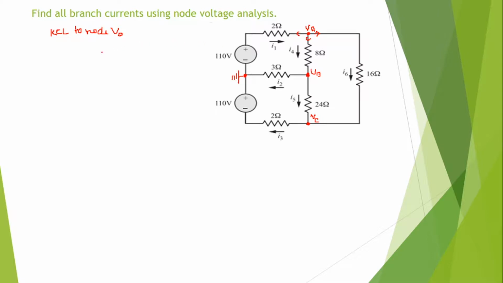Okay, so what happens to the equation? Minus VA minus VB by 8, VA minus VB by 8 minus, because it is outgoing, VA minus VC by 16.